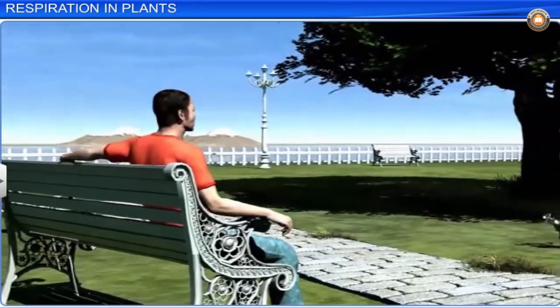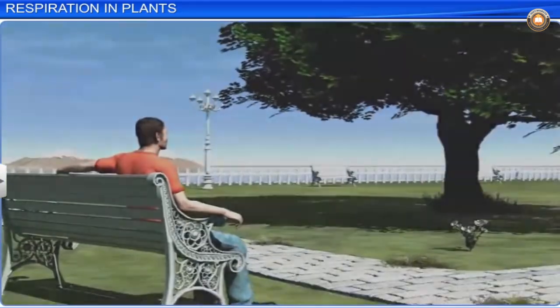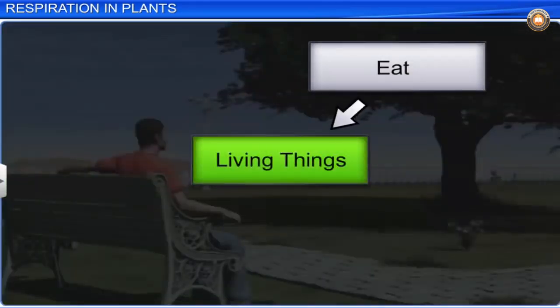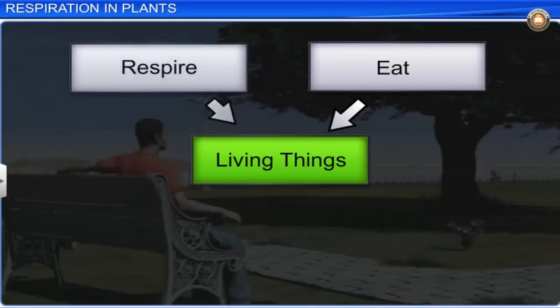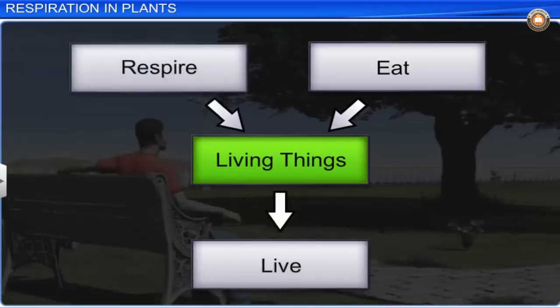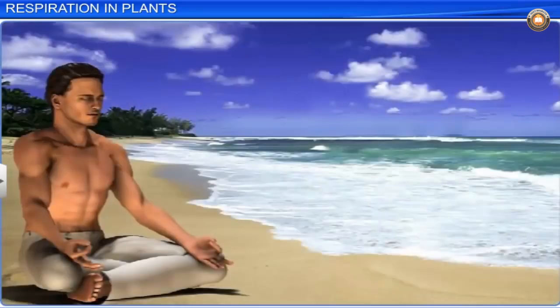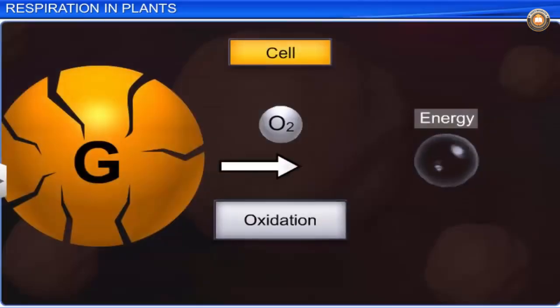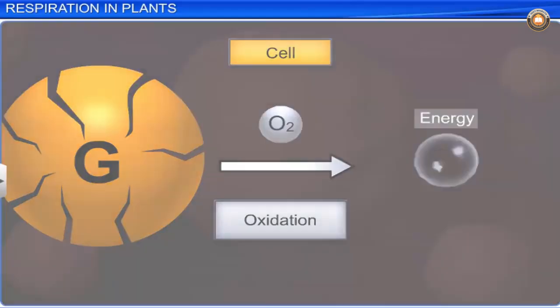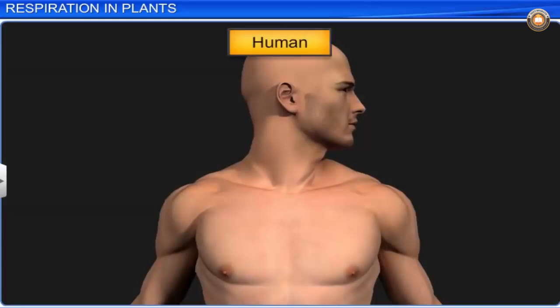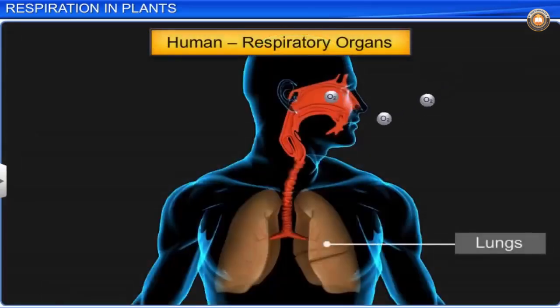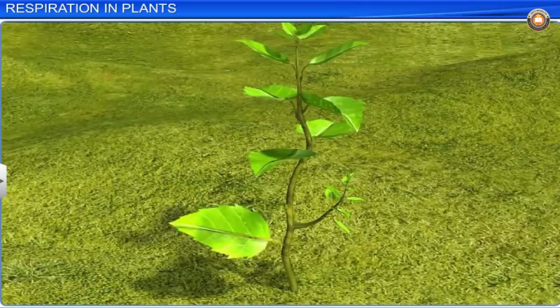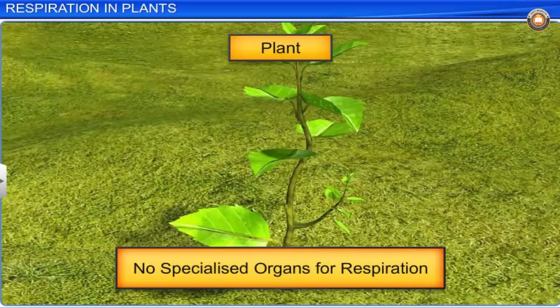We know that all living things need food, water, and air to survive. The oxygen provided by respiration is used to convert food into energy. While humans use their respiratory organs to take in oxygen, plants have no such specialized organs.